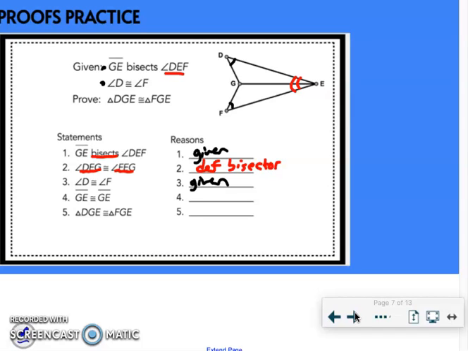Step 4 says GE congruent to GE. That's right here. So that's congruent to itself. Well, that's the reflexive property.